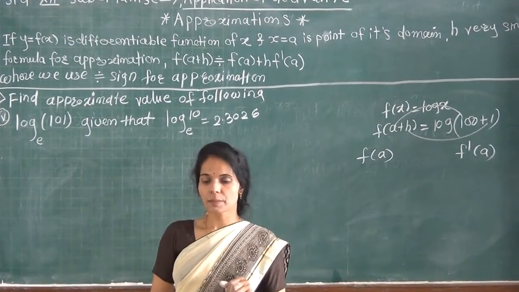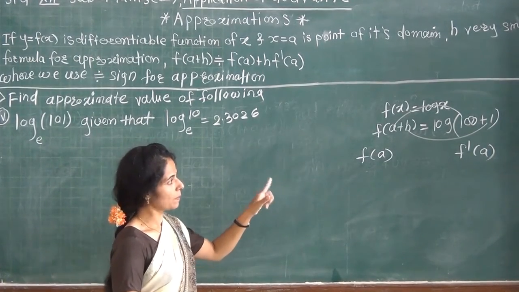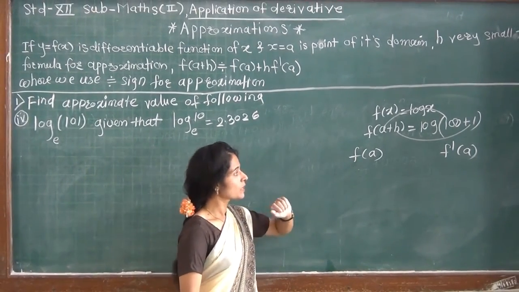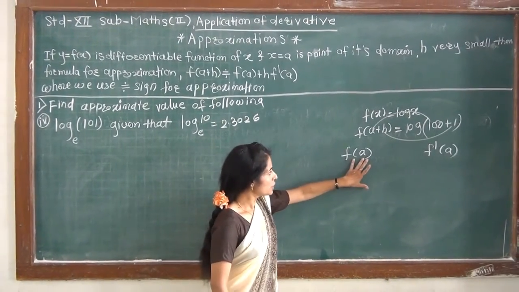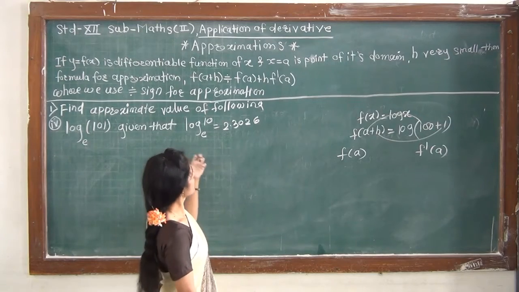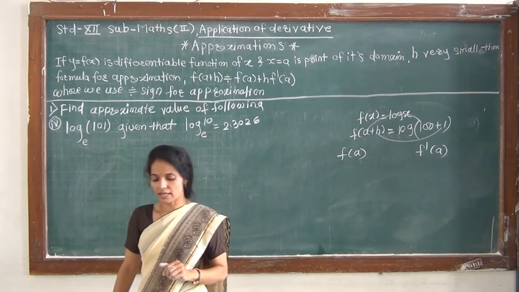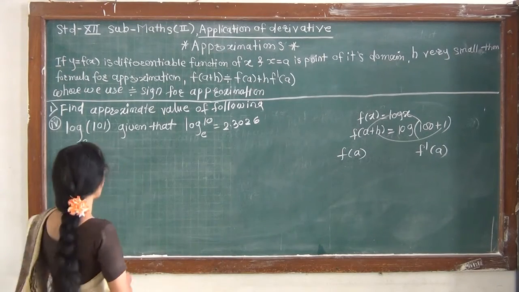Our approximation formula is f of a plus h is approximately equal to f of a plus h into f dash of a. Now after finding these two values, we replace the corresponding values in our formula and we get our solution. This is the analysis. Now we start our solution.